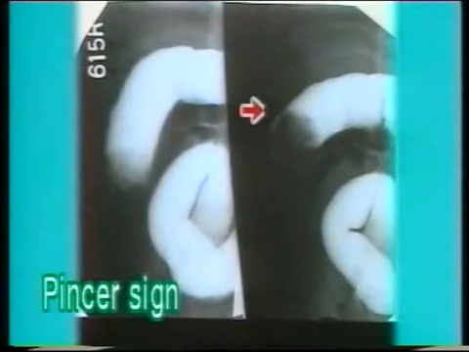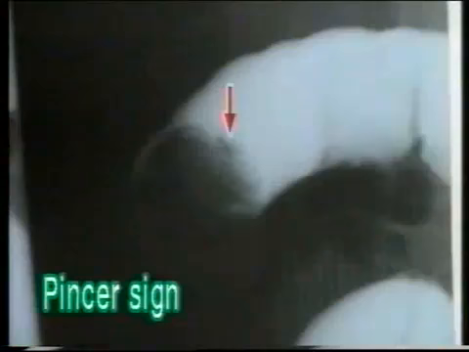This is another case of ileocolic intussusception. Note the pincer sign. The head of the barium enema bolus, where it has met the intussusceptum, is cupped and concave. The close-up view shows it better. Note the characteristic shape and the pincer sign.